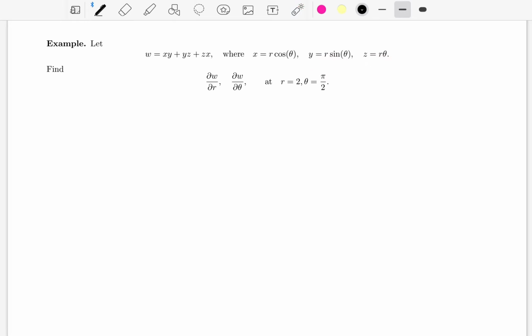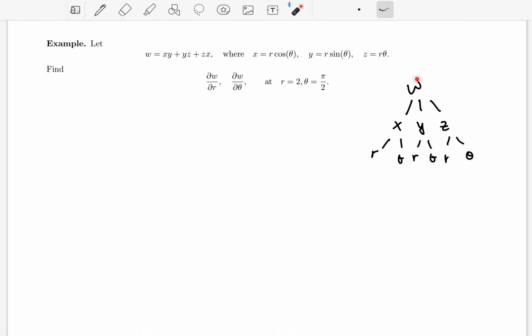So let's see, what do we have here? We have w, and w is a function of x, y, and z. And x is a function of r and theta, y is a function of r and theta, and z is a function of r and theta. So that means that to get from one variable to the next one, we're going to use partials, because w is a function in three variables and x is a function of two variables.